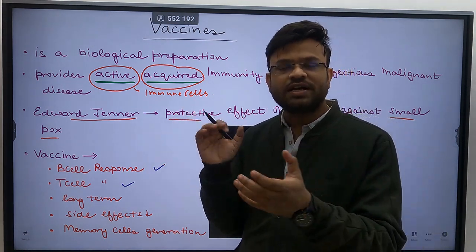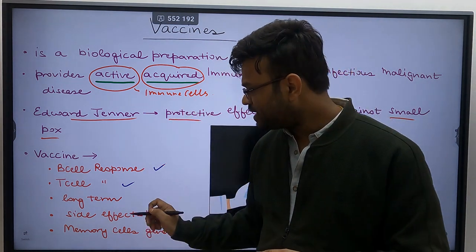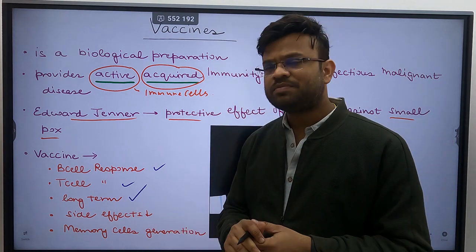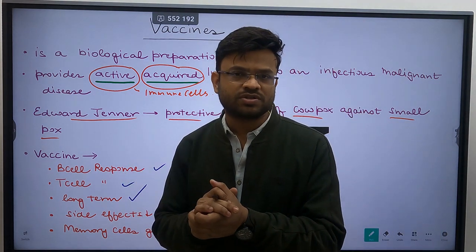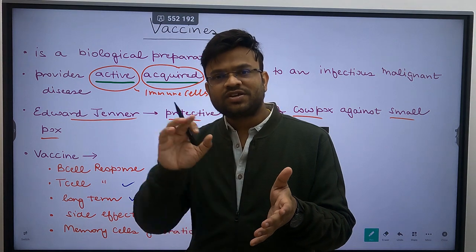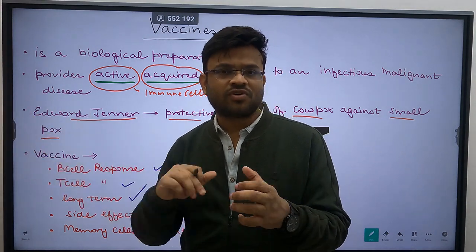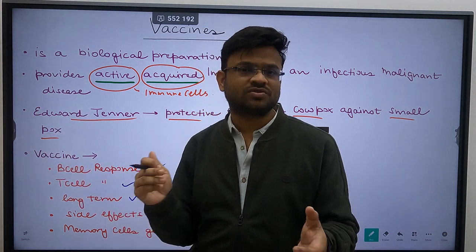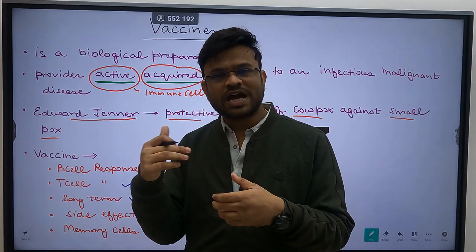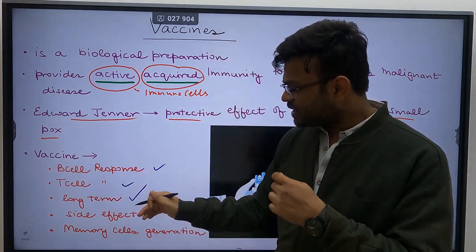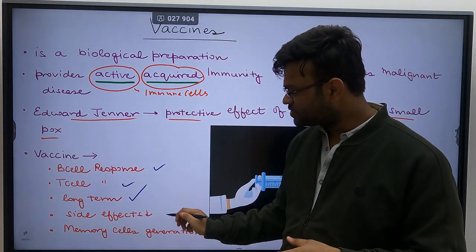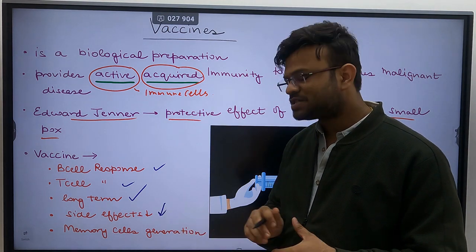the response that a vaccine generates should be a very long-term response. That means it should not be a very short-term response. Once you take a vaccine, it should last for a lifetime, or for, let us say, 15-20 years, so that you do not get jabbed again and again. Next, side effects. The side effects should be as low as possible.